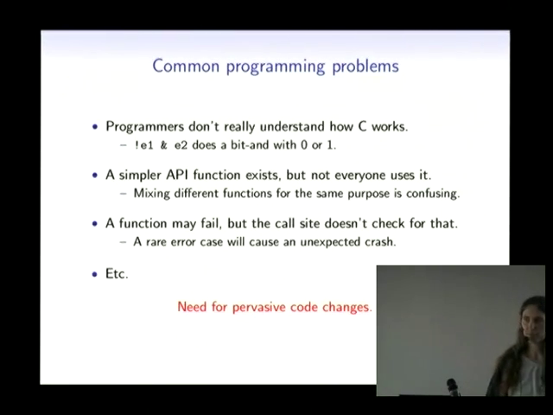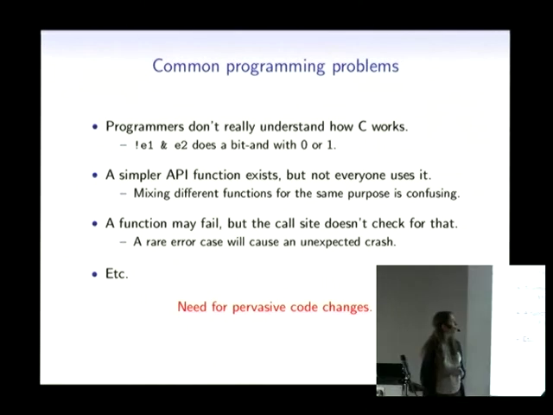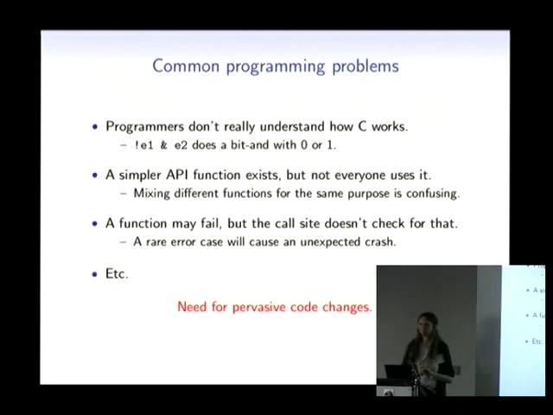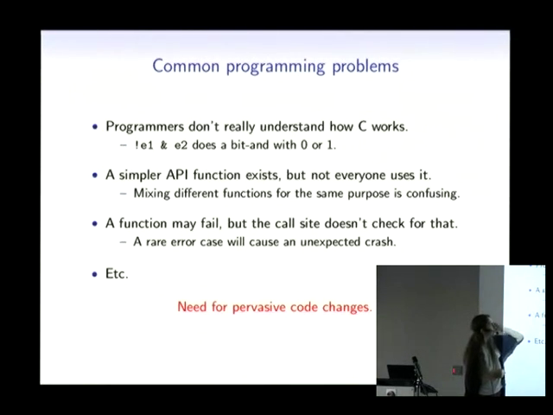Okay. Just to get started, common programming problems. One problem is that programmers don't really understand how C works. Probably everybody in this room is an extremely expert C programmer who never makes any mistakes whatsoever, but maybe you deal with other people who contribute code to you who are perhaps not quite such good C programmers. Here's a very simple example. We have an exclamation point, some rather random expression, an AND operation, and another random expression. This is a problem that occurred in the kernel many, many times over the years.